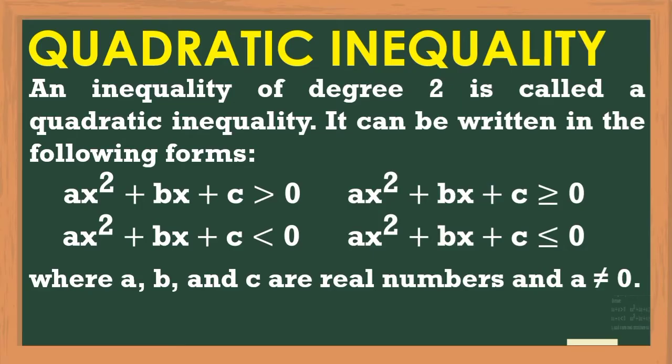Yung una po, ax squared plus bx plus c is greater than 0. And then, ax squared plus bx plus c is greater than or equal to 0. We also have ax squared plus bx plus c is less than 0. And of course, ax squared plus bx plus c is less than or equal to 0. Where a, b, and c are real numbers, and a should not be equal to 0.